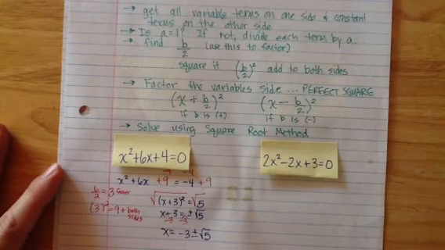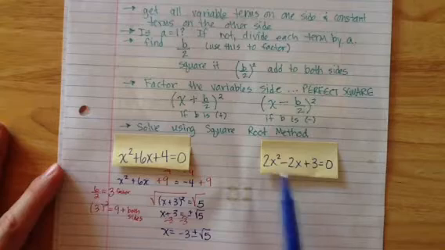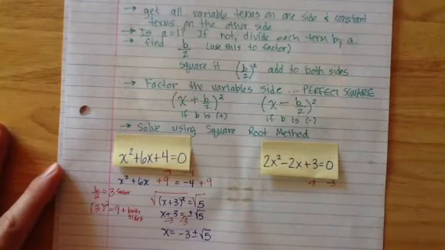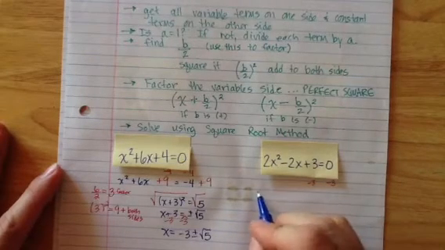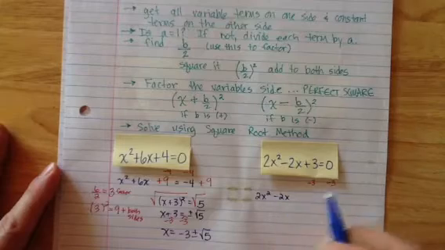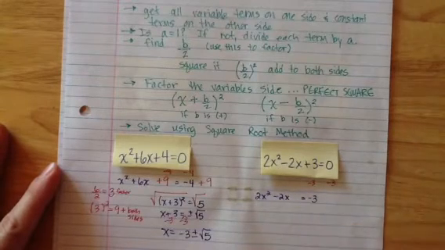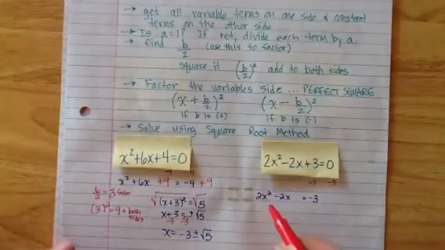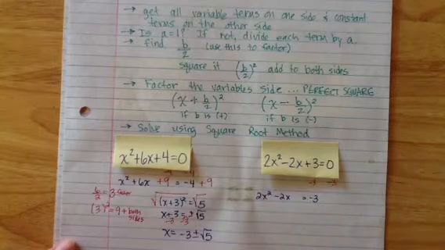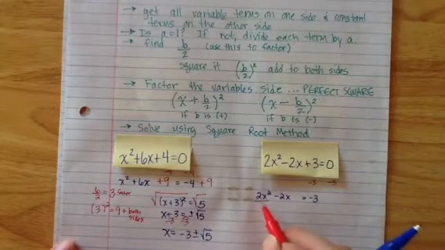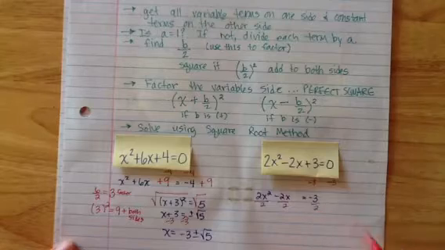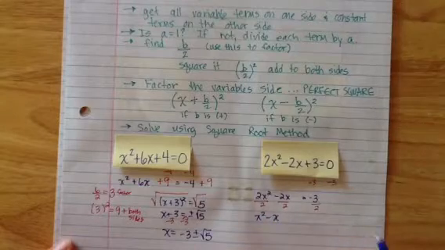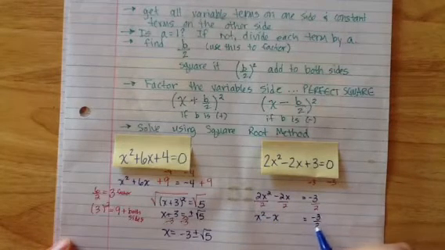In our second example, we want to get all the variable terms on one side, constant terms on the other. So I'll start by subtracting 3 from both sides. So we get 2x squared minus 2x equals negative 3. Then I check to see, is a equal to 1? A is the coefficient in front of the x squared, and it's a 2 right now, so I'll need to divide each term by 2. So that gives me x squared minus x equals negative 3 halves.